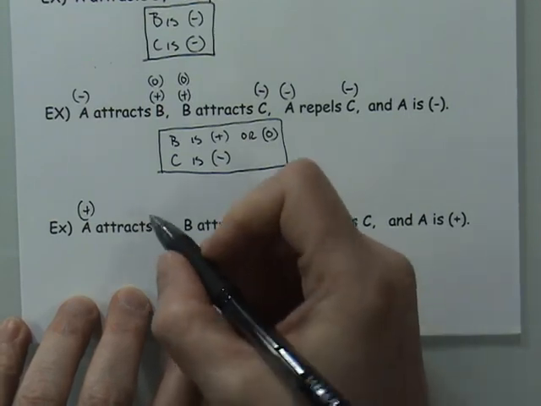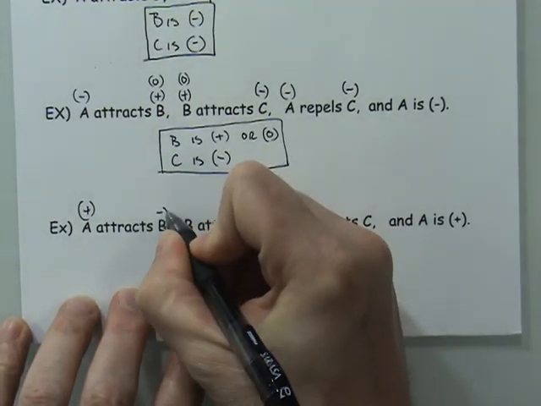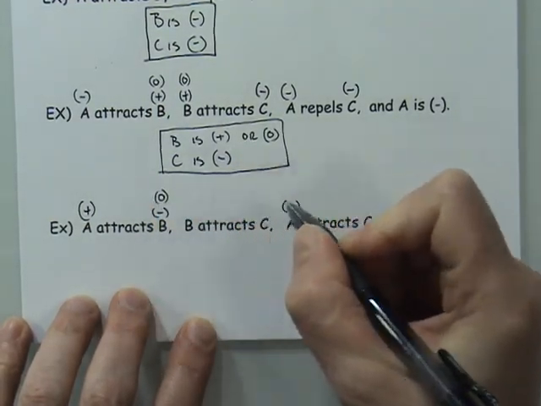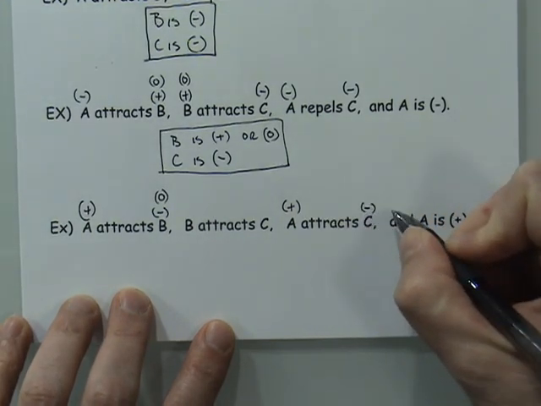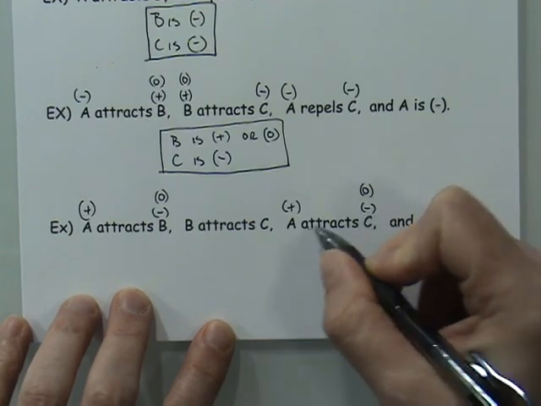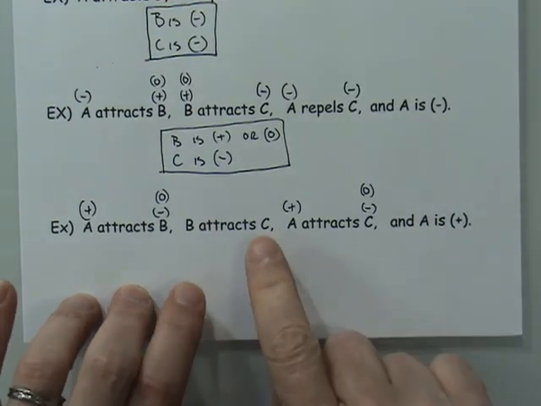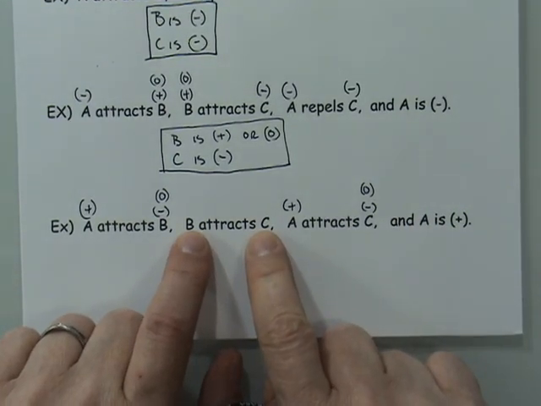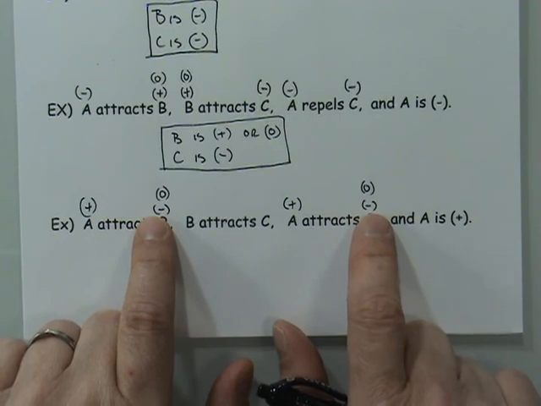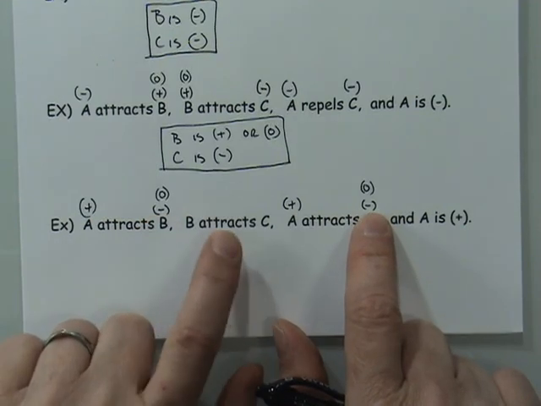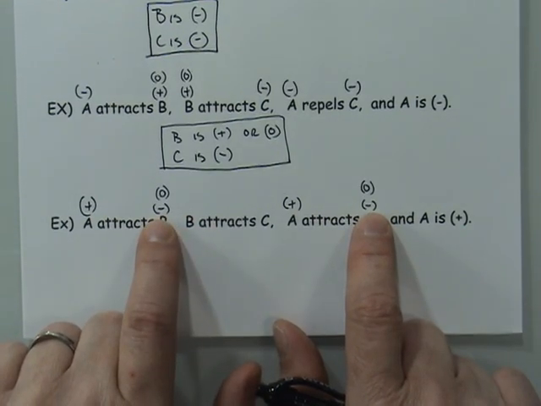So what are the possibilities for B? Well, B could be negative or it could be neutral, as we've established. And then over here, the same thing for C. C could be negative or it could be neutral, because both of those will cause attraction. So now we are left with 4 possibilities for the combinations of B and C. Let's knock a few of them out right away. First of all, they're not both negative. If they had both been negative, we would have seen repulsion here. So they're definitely not both negative.